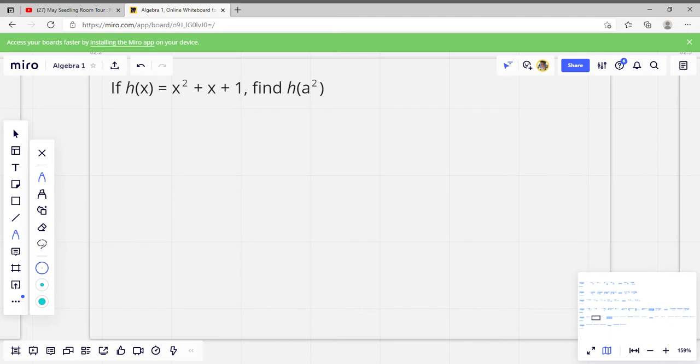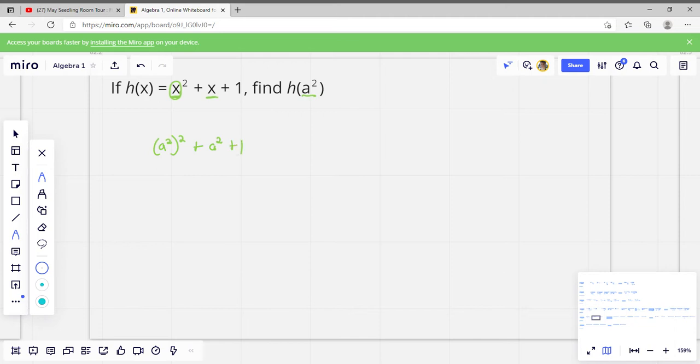This is h of x equals x squared plus x plus 1. Find h of a squared. Okay, so for this one, we can't really solve it. All we're going to do is plug in a squared every time we see x. So here's my x. I've replaced it with this a squared in parentheses, plus a squared plus 1.